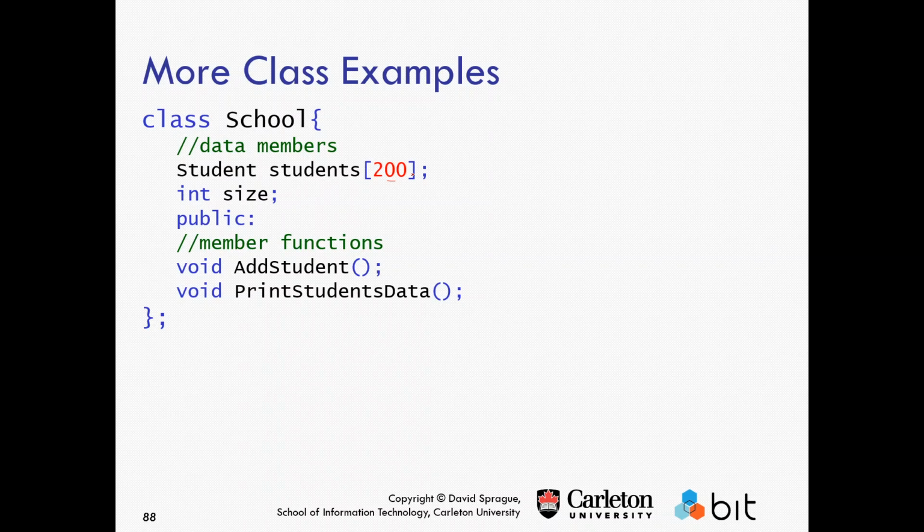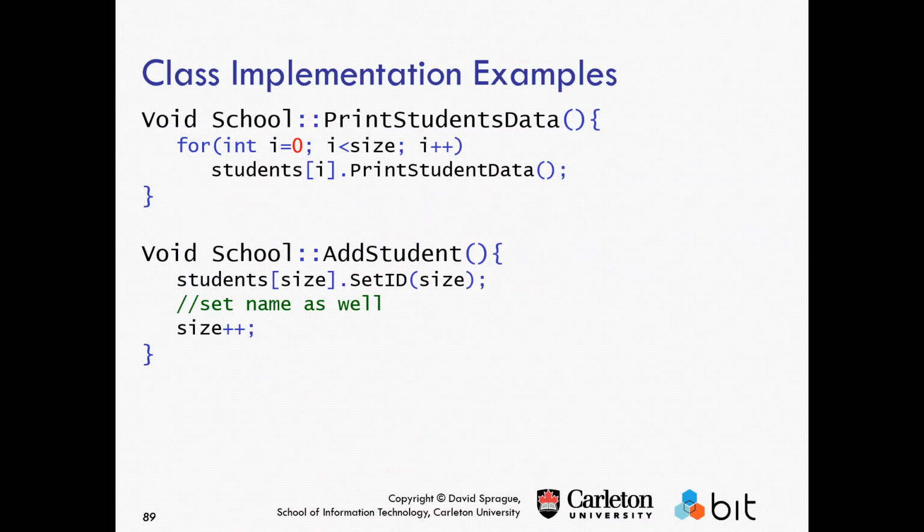I will make 200 student objects in a row. And then I have another variable saying how many of these I actually made. If I only have 20 students, I make 200 student objects and I only set up the first 20. I start at 0, go to 20, and for every one of those students, I print the data.